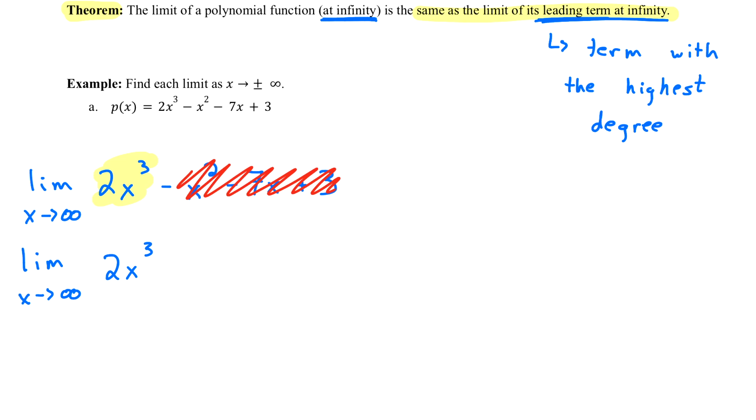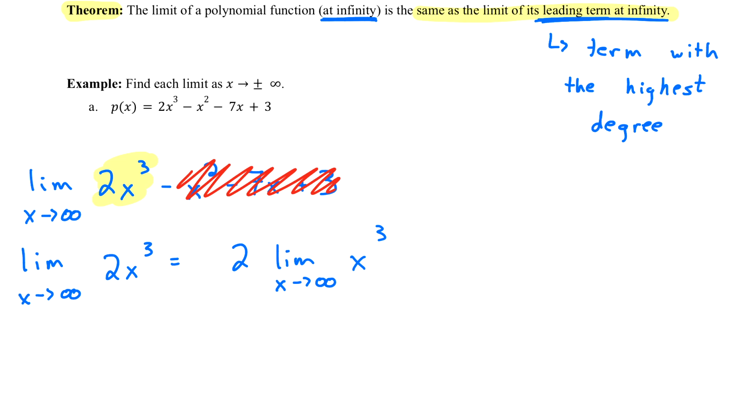What I would recommend doing after this, if you have a coefficient in front of your variable, is to factor that to the front of your limit. I would say this is 2 times the limit as x approaches infinity of x cubed. My goal in doing that is just to make that inside part as simple as possible, because I kind of know what x cubed looks like.